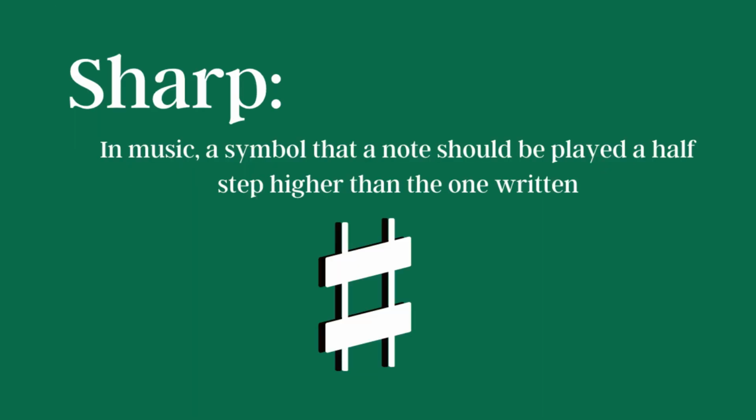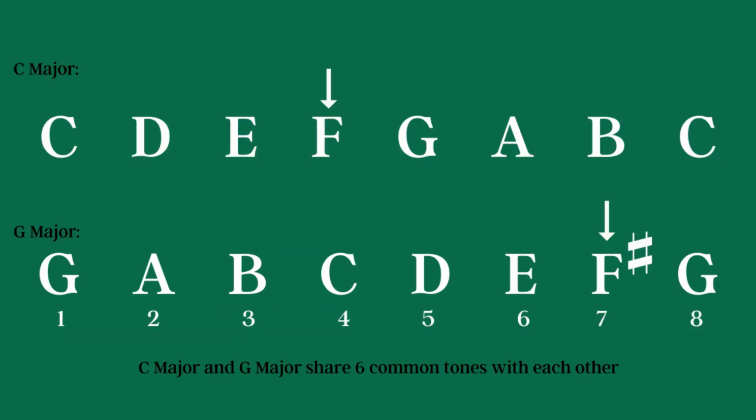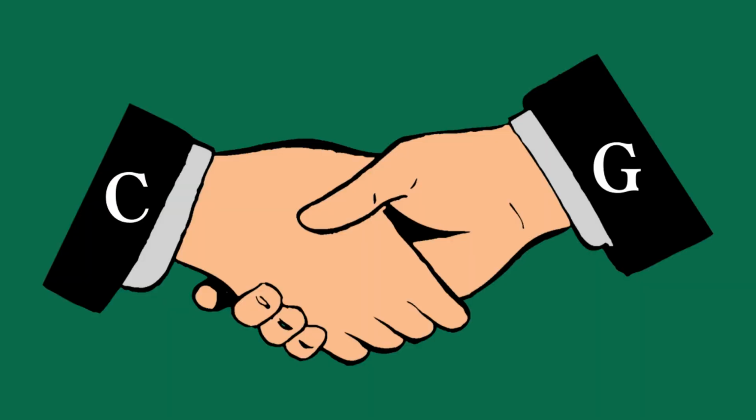I can raise that F the extra half step by adding a sharp. So the G major scale should actually be G, A, B, C, D, E, F sharp, and G. Much better. What that means is there's only one note difference from the C major scale, which is the seventh. So these two keys share 6 common tones with each other. This is why they sound so good together.